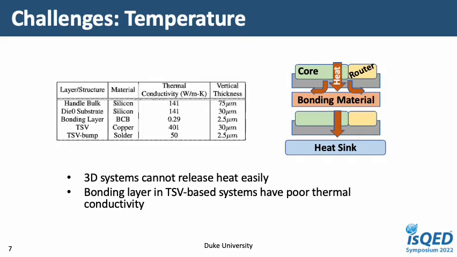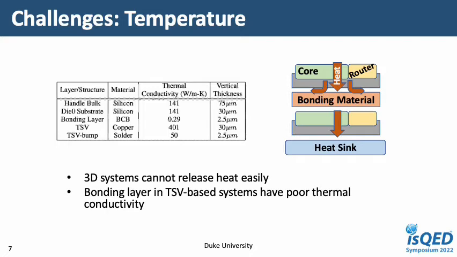And here in the table we are showing what material is used for these different parts and what its thermal conductivity is. As you can see, for the substrate we use silicon, which has a good thermal conductivity. We also have the copper TSVs, which have extremely good thermal conductivity, but unfortunately there is the bonding layer, which is made of a material called BCB, and its thermal conductivity is very poor, several orders of magnitude lower than copper or silicon.